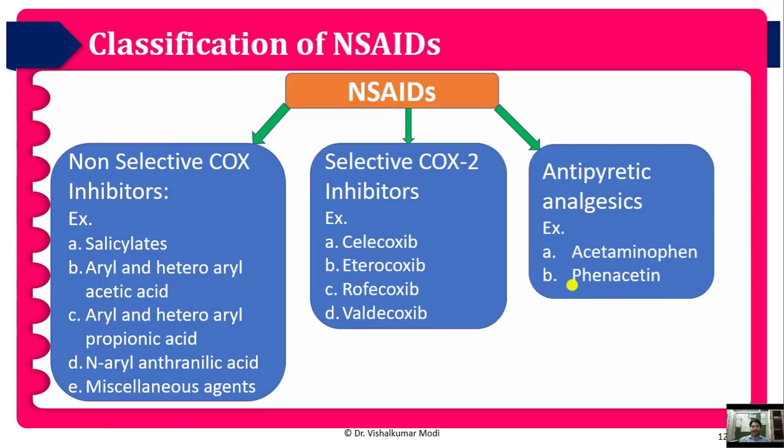Now, classification of NSAIDs. NSAIDs are broadly classified into three categories. Number 1, non-selective COX inhibitors, with examples like salicylate, aryl and heteroaryl acetic acid, aryl and heteroaryl propionic acid, aryl anthranilic acid, and miscellaneous agents. Number 2, selective COX-2 inhibitors like celecoxib, etoricoxib, rofecoxib, valdecoxib, etc. And number 3, antipyretic analgesics, examples being acetaminophen and phenacetin.